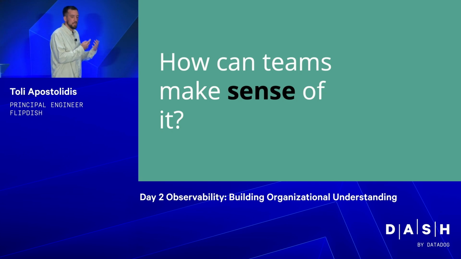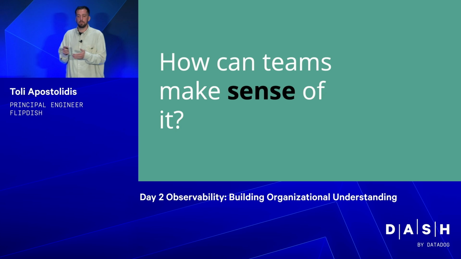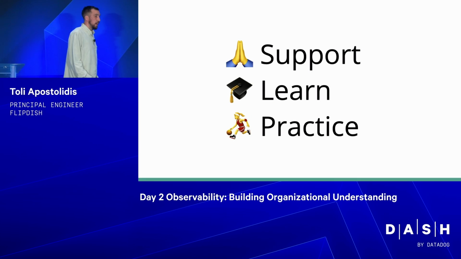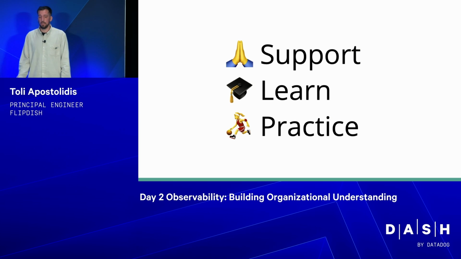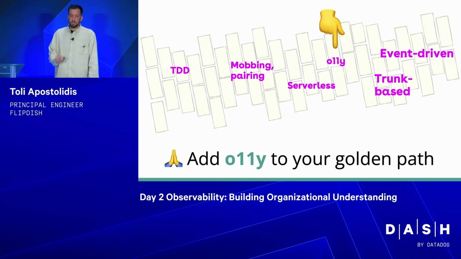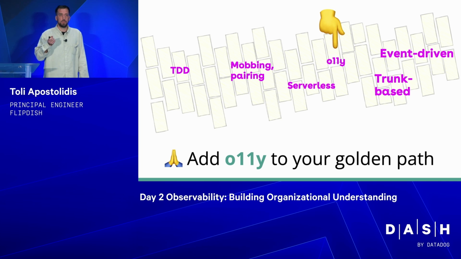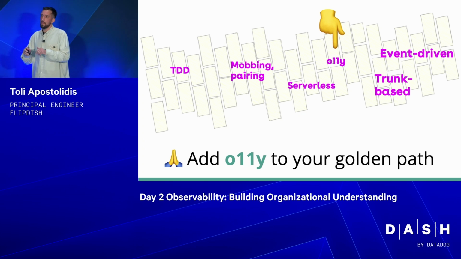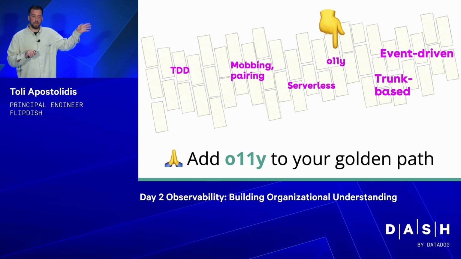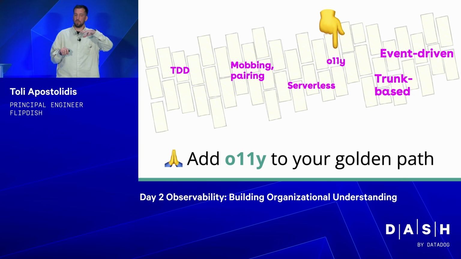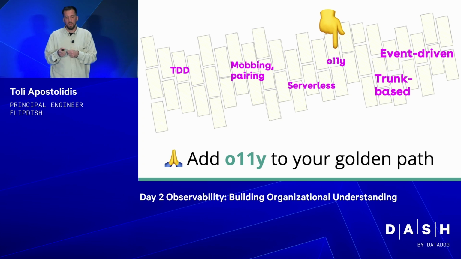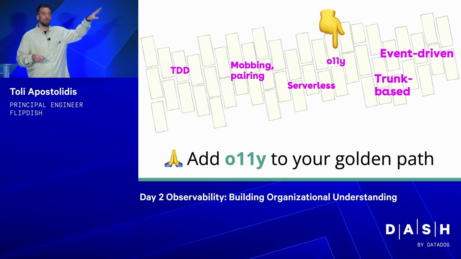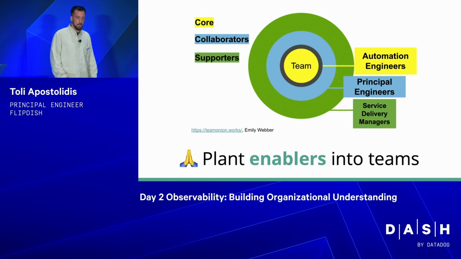But the problem is, how can teams make sense of all this data? How can teams make sense of all this information? And that's why you need to support, learn, and actually practice as well. That's a really critical step. So step 0 almost is to add observability to your golden path, your paved road, the way you do engineering in your organization. What I really mean here is that you have your hosting paradigm, in our case serverless, your architecture paradigm, in our case event-driven, or trunk-based development, pairing, mobbing, TDD, all this stuff. Observability needs to be there alongside all those.